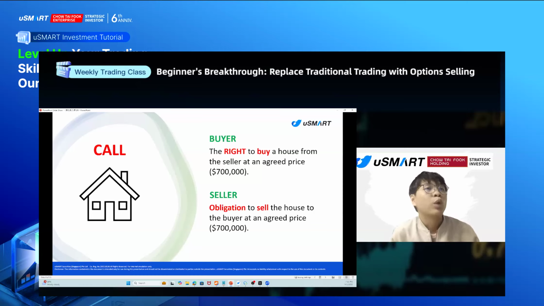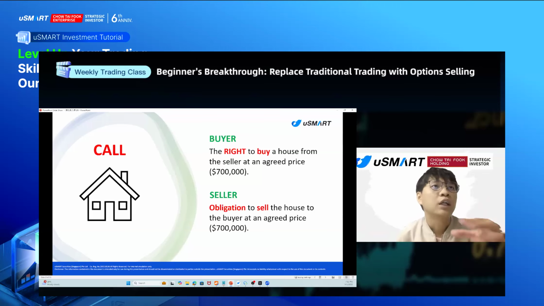So this is what I do when it comes to call options. So as the buyer, actually you have the rights to buy a house from the seller at the agreed price, but you pay for the rights. So when you come to the contract, you have everything written in the contract. So the buyer needs to pay a certain fee to the seller to just make this contract executed.